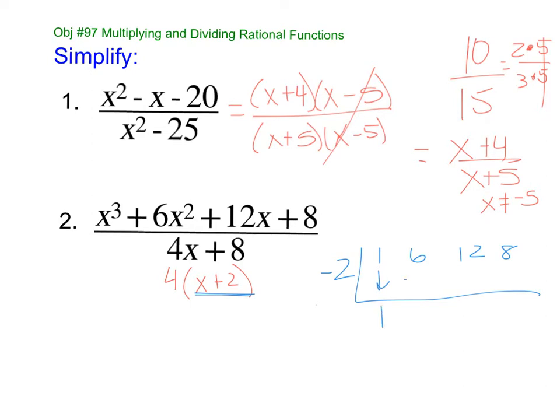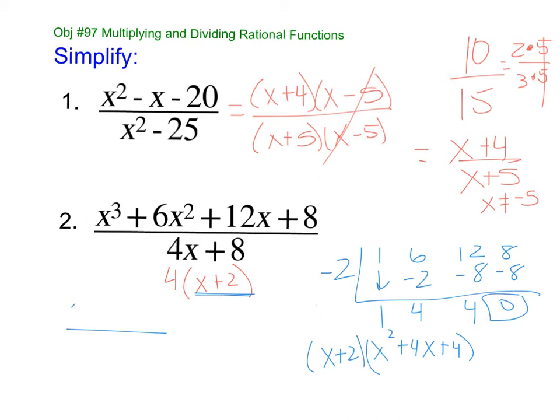Bring down that 1. -2 is 4. -8 is 4. -8 is 0. So I get x squared plus 4x plus 4 times x plus 2. So actually that numerator ends up being x plus 2 to the third. This is x plus 2 times x plus 2 over 4 times x plus 2.